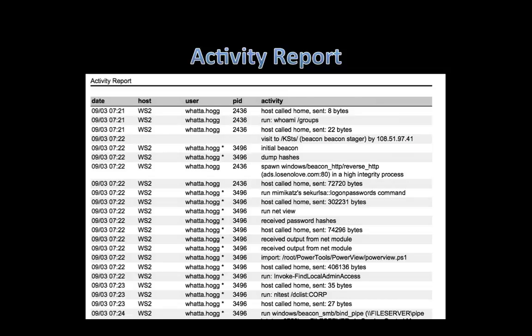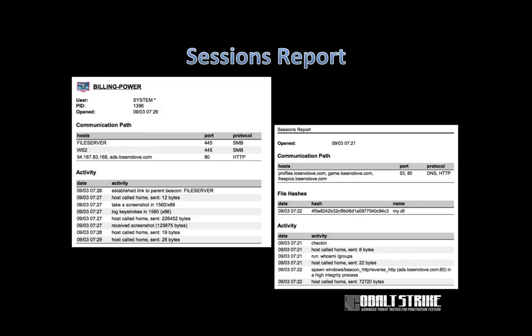Cobalt-Strike's activity report gives you a merged timeline of all activity that took place during the engagement. You get a date and timestamp, you get the host where an activity took place from, you get the PID of where the activity took place from, and the user that process was running as. If you see a star next to the username, it means that the process was running in a high integrity or administrator level context. The sessions report takes this a step further.